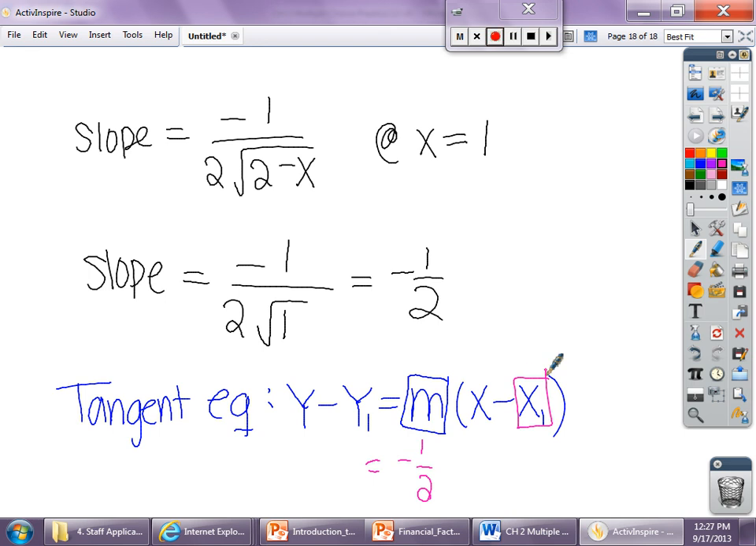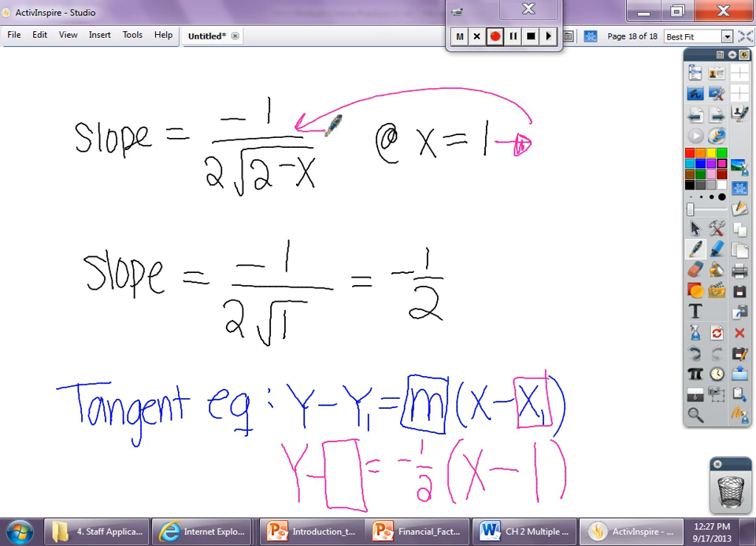Do I have a x value? Did I know where I was doing this at? Where was I doing it? At 1. What am I missing then? My y value. How do I find the y value? Substitute back into where? Do I substitute back into here where it says slope? No, I substitute back into the original, which was 2 minus x. So what was the y value? The root of 1, which is 1, and that is the number in red that goes here. So there's the equation of your tangent line.